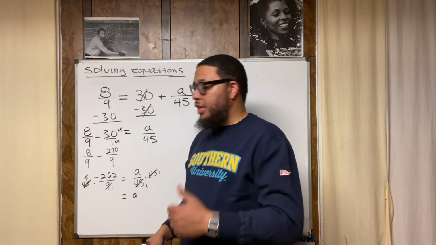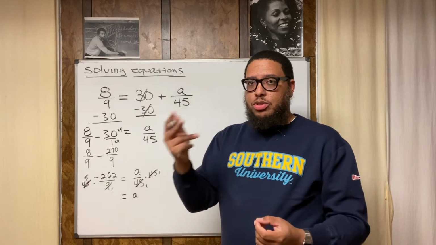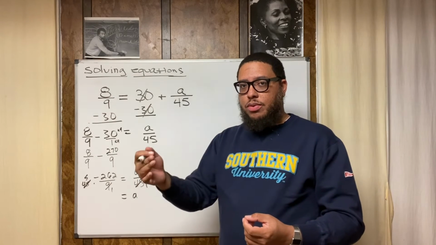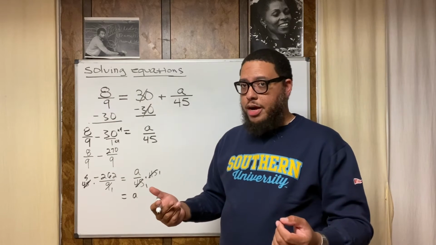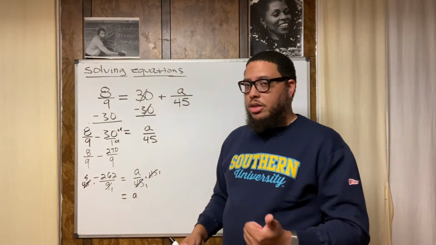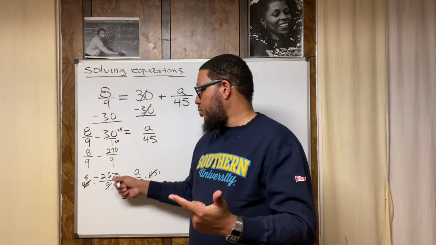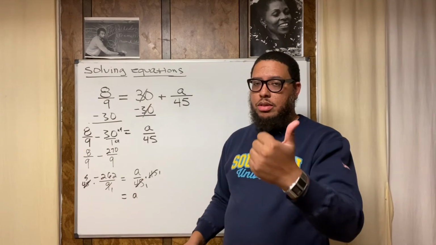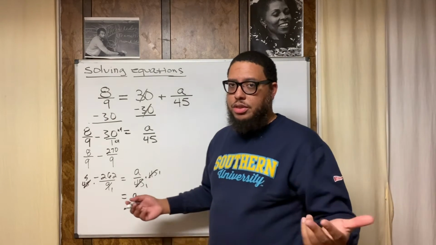5 times 200 is 1,000, because I know 5 times 2 is 10, and I just attach 2 zeros, because 1,000 has 3 zeros and 10 only has 1 zero. So 5 times 200 is 1,000, right? And then 5 times 60 is 300. So that's 1,000 and 300. And then 5 times 2 is 10. So we got 1,000, 300, and 10. 1,000 plus 300 plus 10 is 1,310.